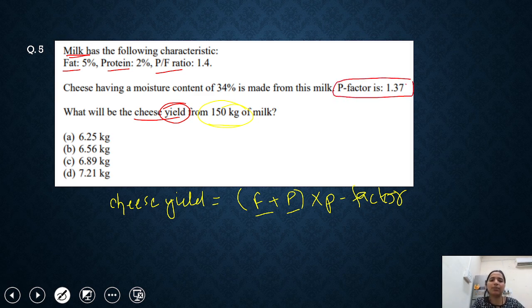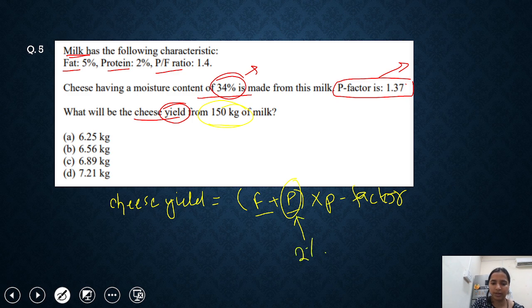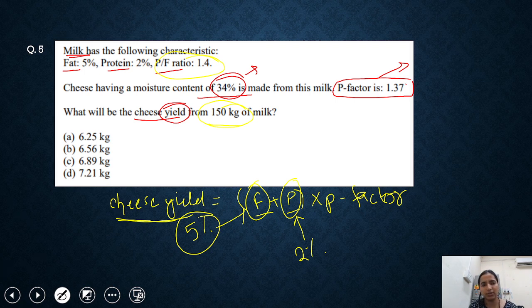This P factor mainly depends on the fact that they are giving that cheese having a moisture content of 34% is made from this milk. If this moisture content changes, this P factor also changes. This P by F ratio mainly represents the protein by fat ratio. Suppose you have protein at 2%, and the initial fat given is 5%, but when you find this cheese yield, this 5% fat is not considered. We have to find the fat using this P by F ratio, meaning we consider that some fat is also present there. So the direct fat is not considered for cheese making. For cheese making, we have to find the adjusted fat. So how do you find this adjusted fat?